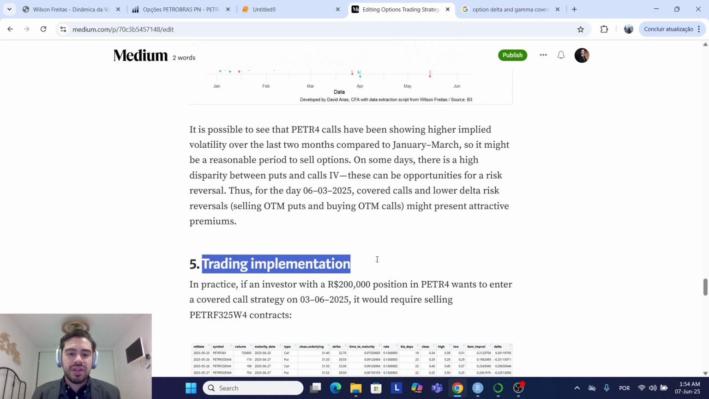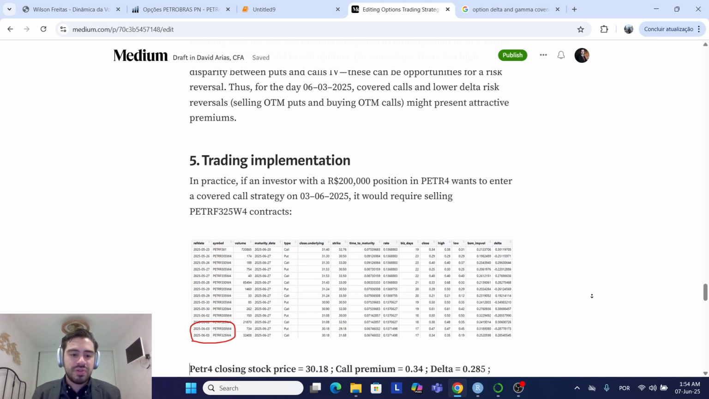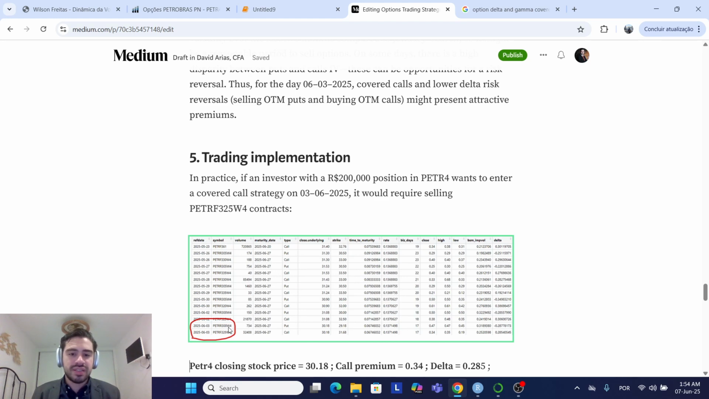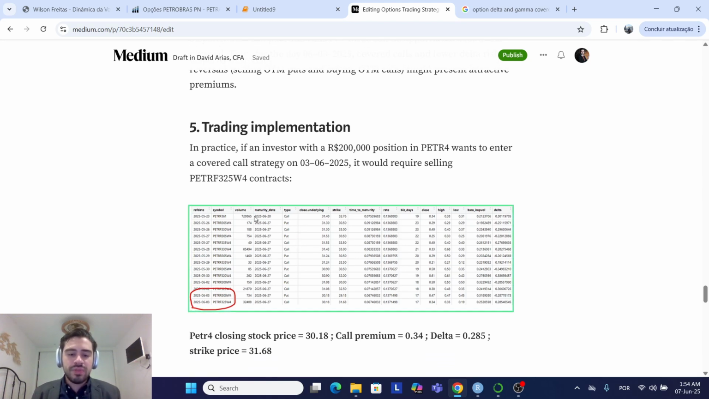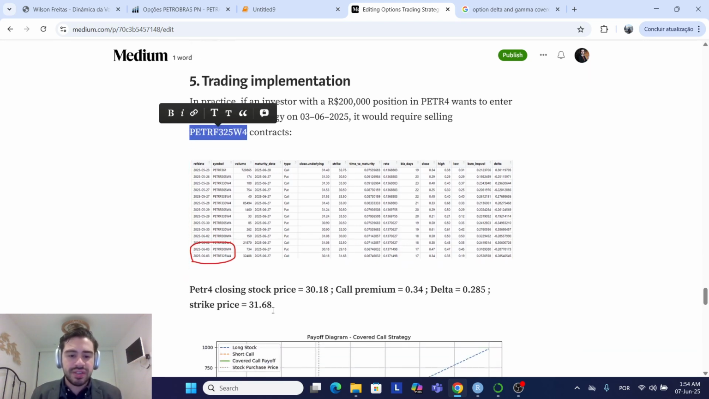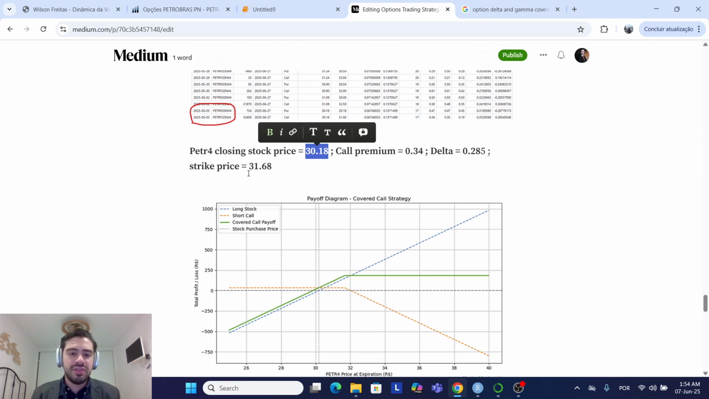So let's do a trading implementation. For example, during the 3 of June, which was the last day, there are those calls and puts, and since the volatility was kind of high, let's do a trade implementation with this contract here. This contract was priced at 0.34, has a delta next to 0.3. The stock price was next to 30.18, and the strike price was 31.68.